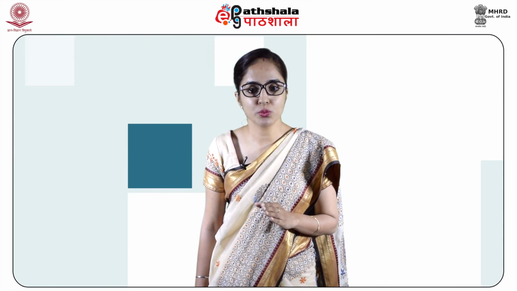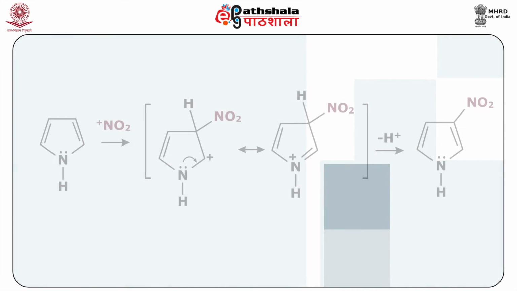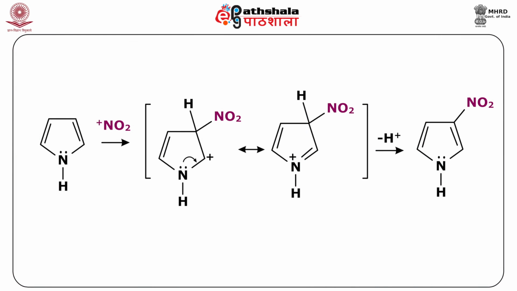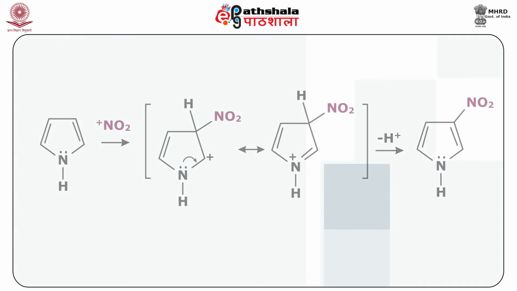Substitution at C2 is favored over C3. For example, pyrrole undergoes nitration at C2 position. Now you can see here how the C2 position is favored over the C3 position. Now students, it can be clearly seen from above resonating structures for nitration at C2 and C3 respectively that substitution at C2 has more resonating structures and thus is the favored position in case of furan, thiophene and pyrrole.